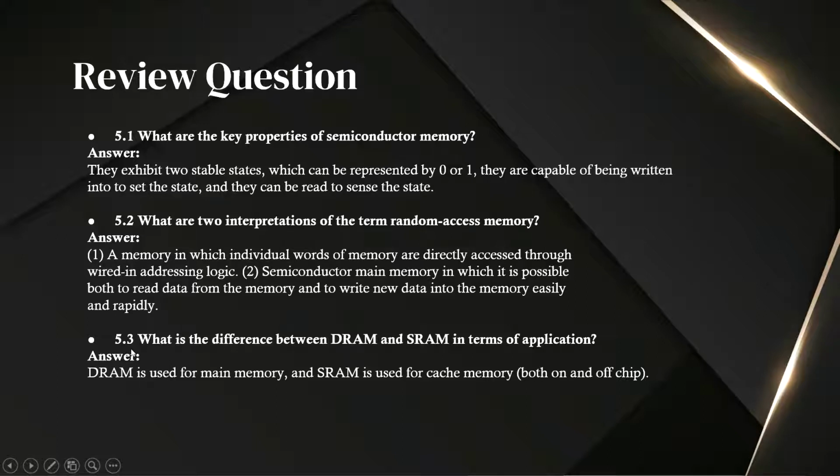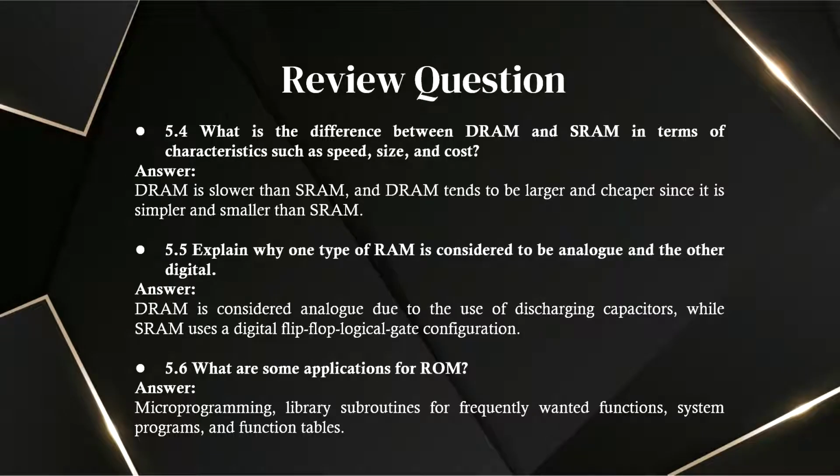5.3. What is the difference between DRAM and SRAM in terms of application? The answer is DRAM is used for main memory and SRAM is used for cache memory, both on and off chip. The next is 5.4. What is the difference between DRAM and SRAM in terms of characteristics such as speed, size, and cost? The answer is DRAM is slower than SRAM, and DRAM tends to be larger and cheaper since it is simpler and smaller than SRAM.